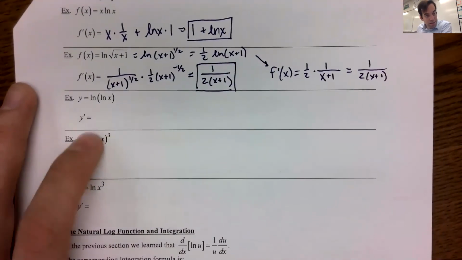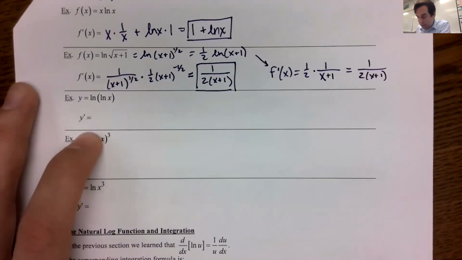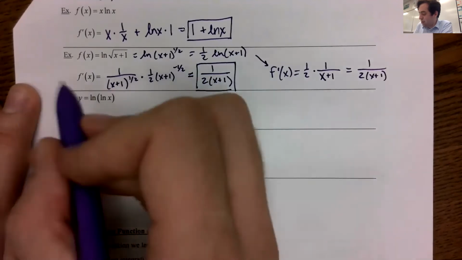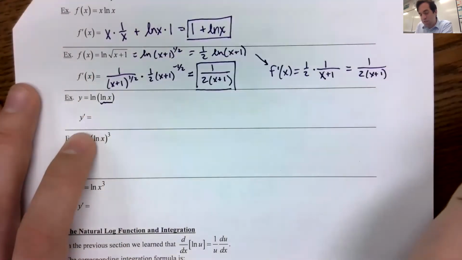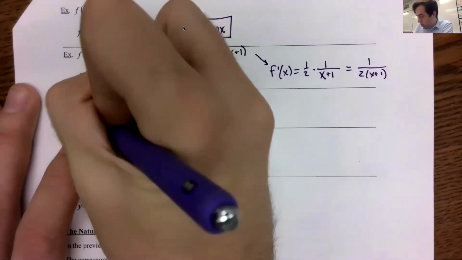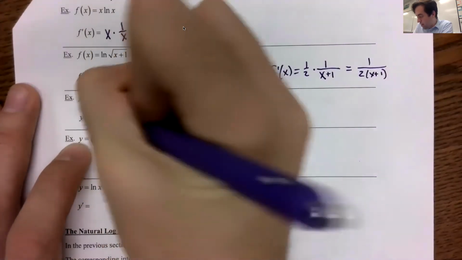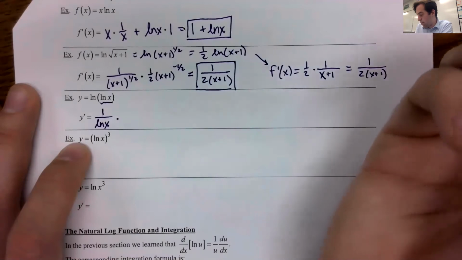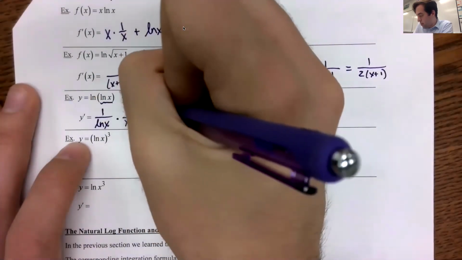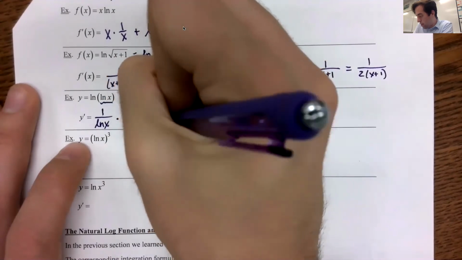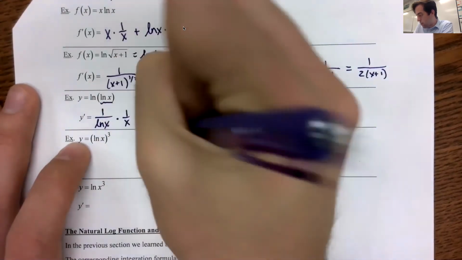What about something like this? The natural log of the natural log of x. So we're going to do the same thing as before. So this is our initial inside. So we do 1 over that times the derivative of the inside, and the derivative of the natural log of x is 1 over x. So this combined is 1 over x times natural log of x.